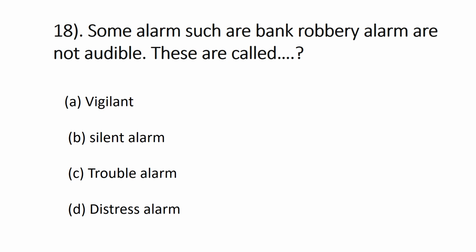Question number 18. Some alarms, such as the bank robbery alarm, are not audible. These are called vigilant, silent alarm, trouble alarm, distress alarm. Okay, some alarms don't give the sound, but they inform the police. This type of alarm is always used in the bank. Those types of alarm are called silent alarm. Some alarms, such as bank robbery alarm, that are not audible, are called silent alarm.